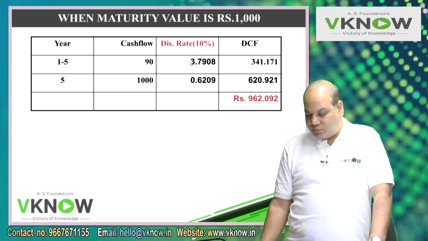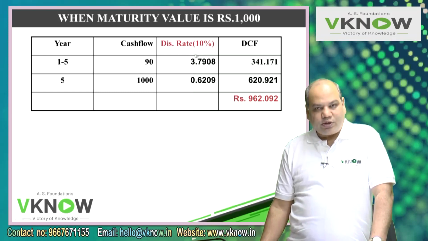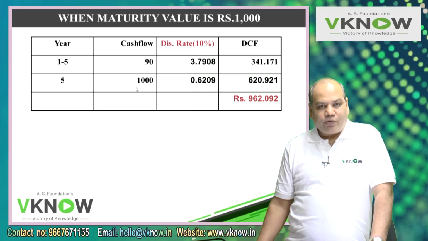Again you observe this problem. Discount rate is more than coupon rate. 10% is more than 9%. Hence the present value of the bond is less than the face value of the bond.